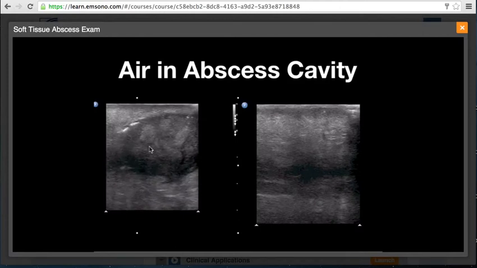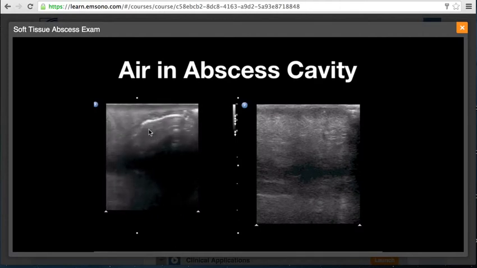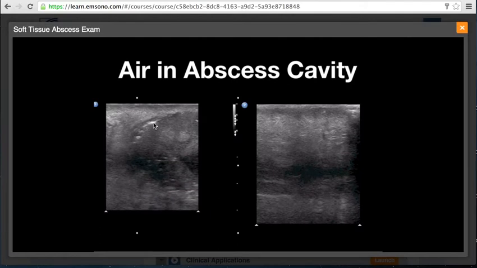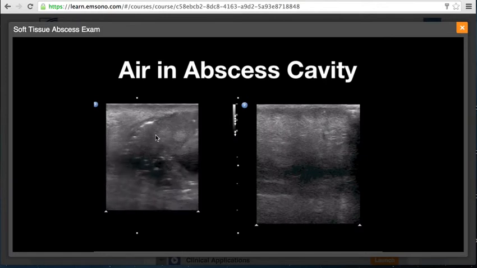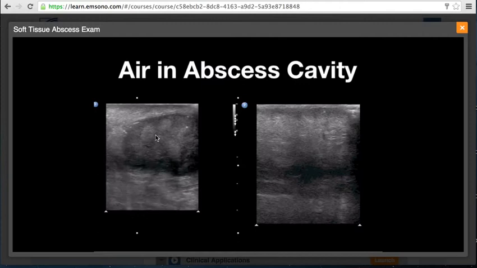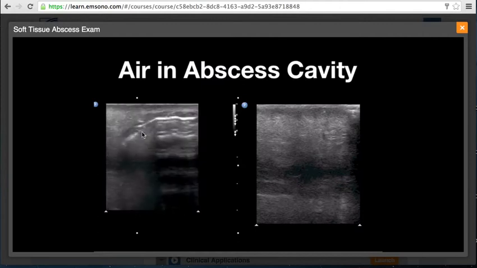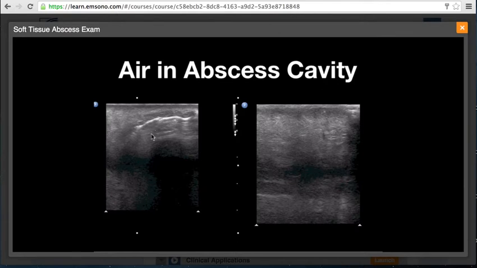Here's the ultrasound over this patient's abscess cavity. You can see he's got this echogenic fluid collection, but look, he's got these multiple echogenic areas with dirty shadowing posteriorly. This patient has air within the abscess cavity. At one point here you can see that it's a fairly substantial amount, that it precludes any visualization posteriorly.